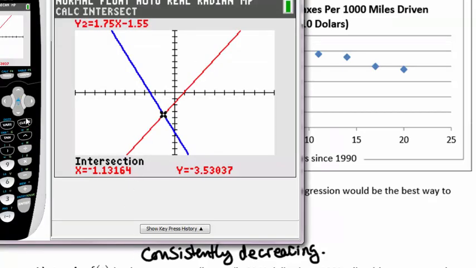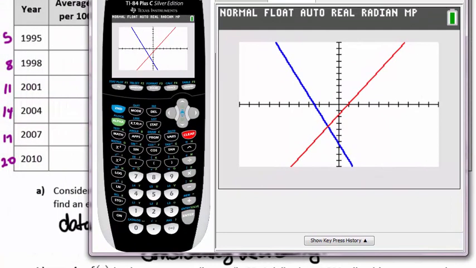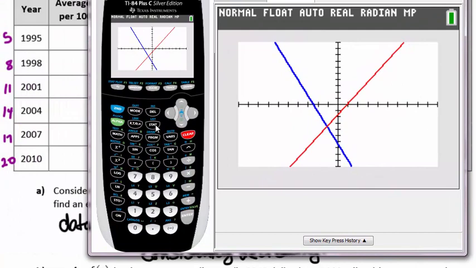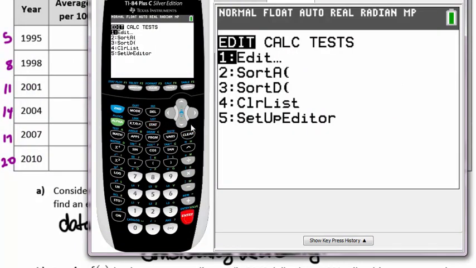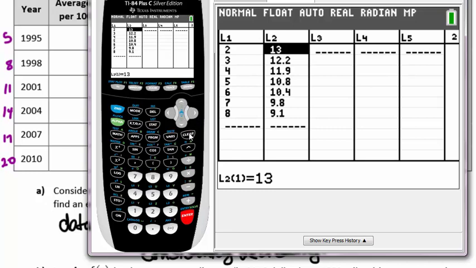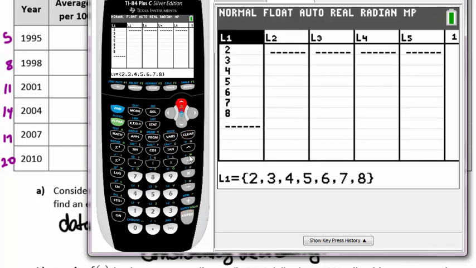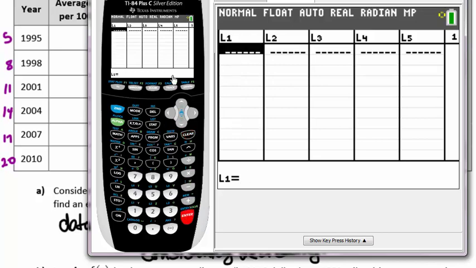All right, so let me clear my calculator, and we're going to go into the Stat menu, Edit, and we're going to enter our data. So go up and clear, and up and clear, and so we have it blank. Let's plug in our data right here.